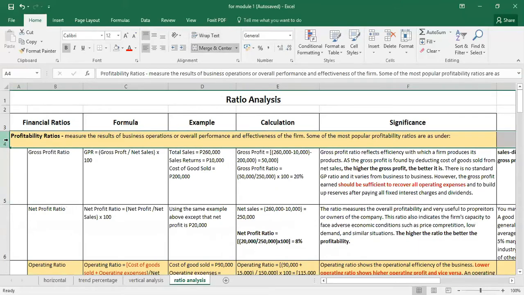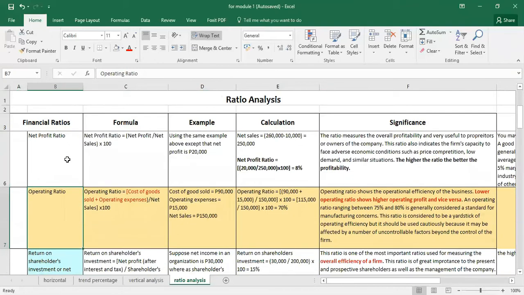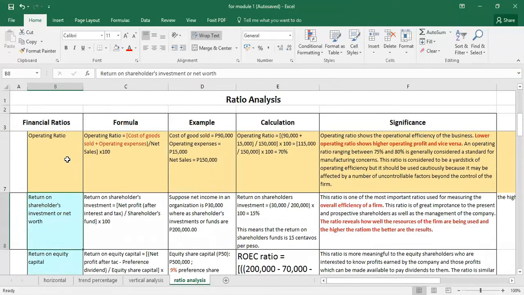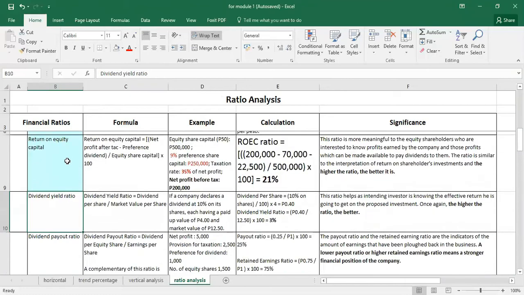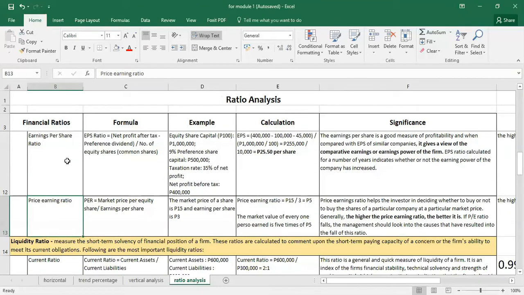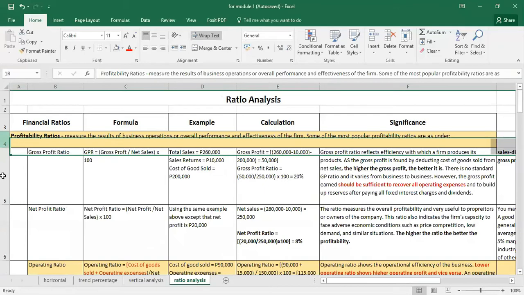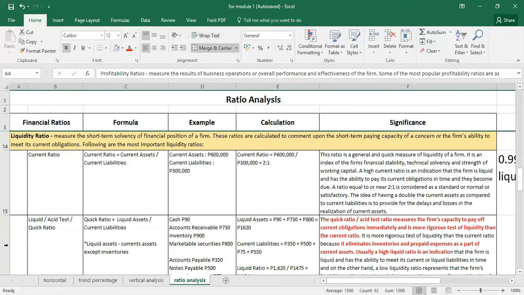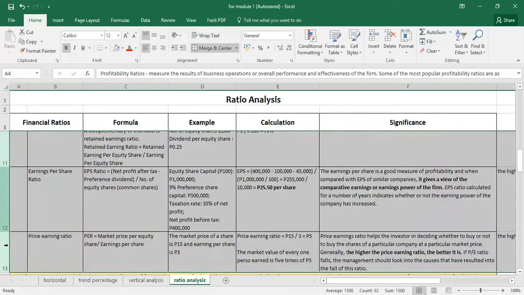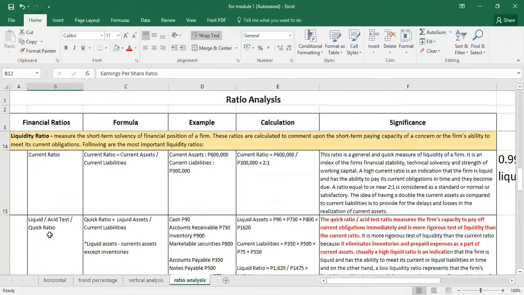under our profitability ratio. We have the gross profit ratio, net profit operating ratio, return on shareholders investment, return on equity capital, dividend yield, dividend payout, earnings per share, and price earnings ratio. So, itong mga profitability ratios na to, ito yung medyo mas masyadong technical. At dito pumapasok yung mga technical aspects ng FM natin. Dito pumapasok yung mga stocks.